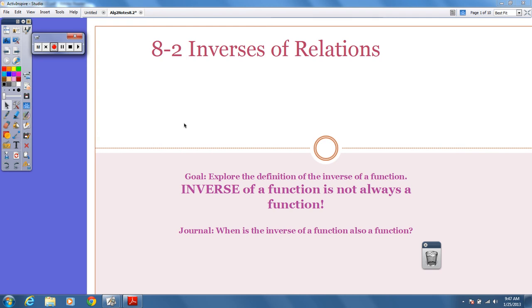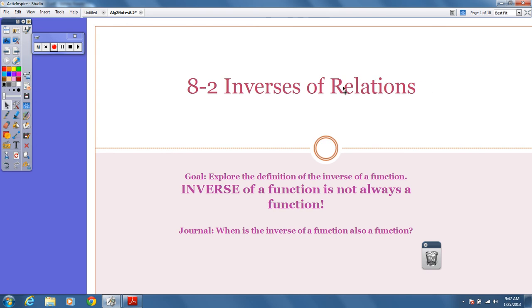Here we are. This is section 8.2, and this is on inverses of relations. This is a really important section that you will use the rest of your mathematical career because we do deal with inverses a lot in math. The goal of this is to explore the definition and to figure out that inverses of a function are not always a function themselves. Okay?